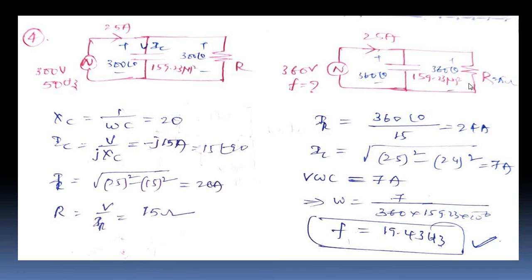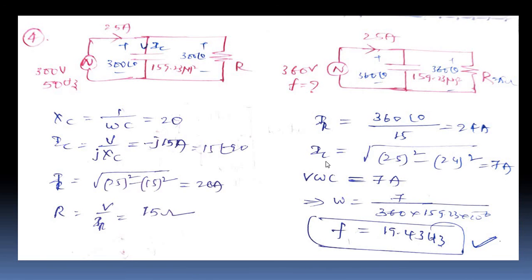Now the voltage across the resistance is 360 volts, then IR is equal to 360 by 15 ohms, that is equal to 24 amps. So this resistance we have calculated from the given data. Now the current IC is equal to square root of total current square minus the current flowing through the resistance, that is equal to square root of 25 square minus 24 square, that is equal to 7 amps.